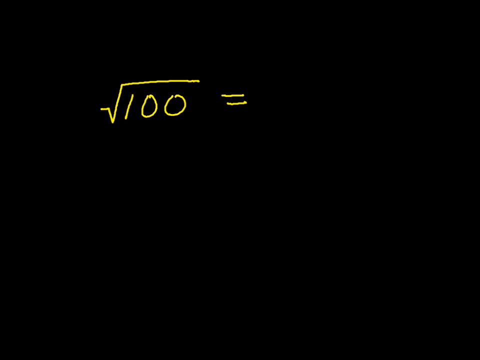The square root of 100. So again, you think to yourself, what number times that same number will equal 100? So the square root of 100 is 10. 10 times 10 equals 100.